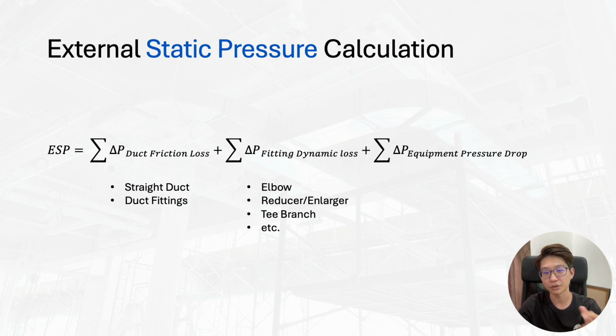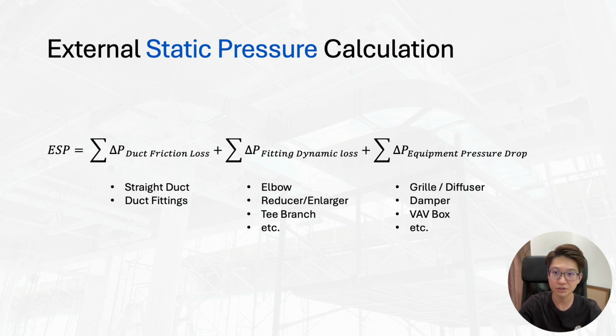Then the third one we want to include is the equipment pressure drop. Equipment, we are talking about grill, diffuser, damper, VAV box. All these things have resistance, or all of this will cause pressure loss. So we add up all these three, then we have a total pressure loss. Then we select a fan that has more external static pressure than this pressure loss. Then we will be sure that the fan has enough strength to push the air until the very last diffuser.